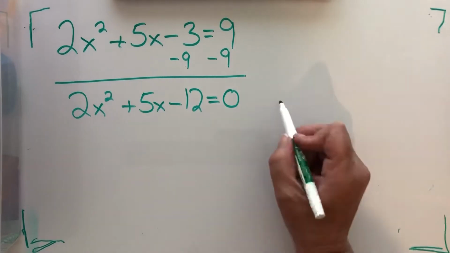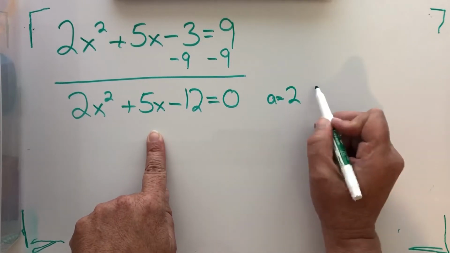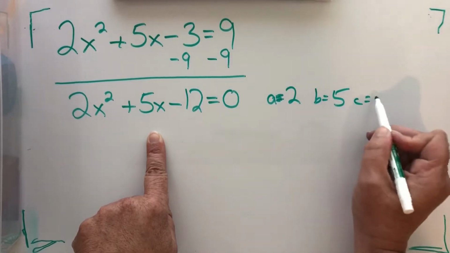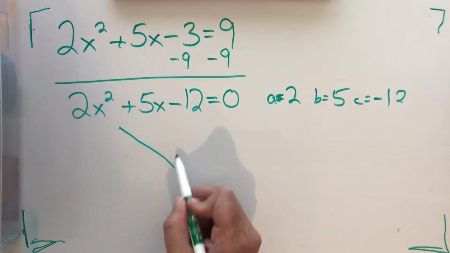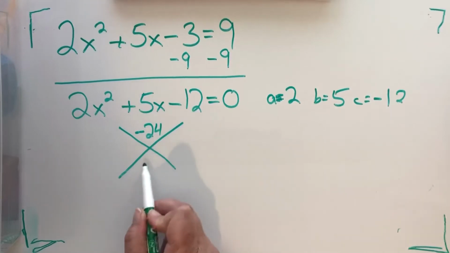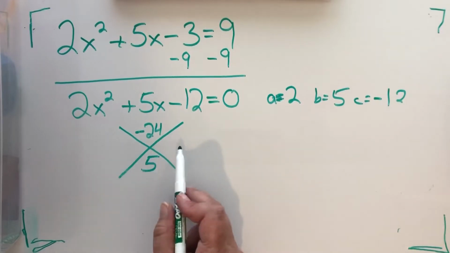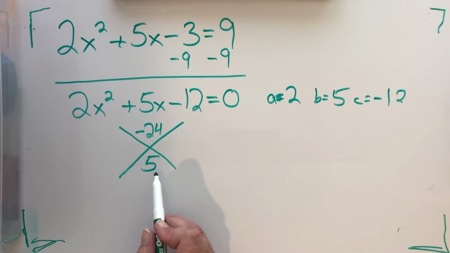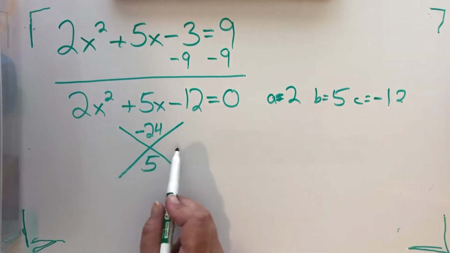Right, and now I'll do my a equals, b equals, c equals based on this equation. So a equals 2, positive 2, b equals 5, and c equals negative 12. And I'll do my big X. I'm going to factor by grouping. Top of the big X, negative 24. Bottom, positive 5. So I'm looking for the two numbers that when multiplied equal negative 24 and when added equal positive 5.